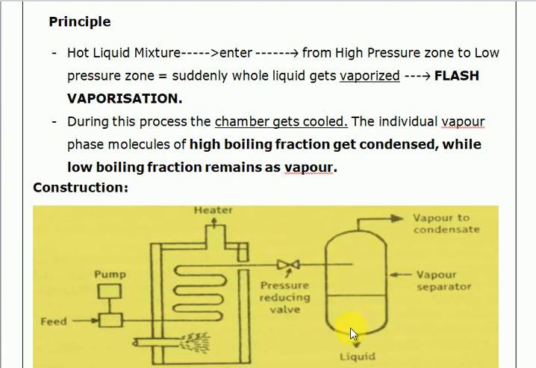Here the temperature would suddenly get reduced. When the temperature gets reduced, what will happen? A condensation process will take place. How? During this process the chamber gets cooled. The individual vapor phase molecules of the higher boiling fraction get condensed, while the lower boiling fractions remain as vapor. Suppose in our binary mixture we have A plus B. Now A has a higher boiling point while B has a lower boiling point.